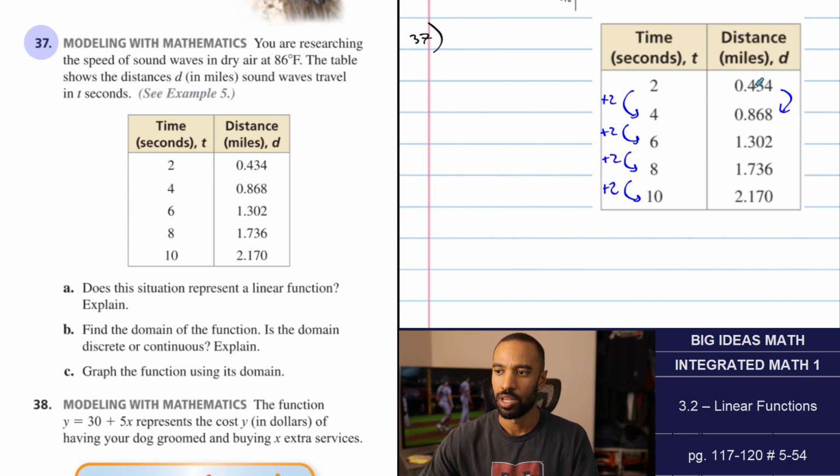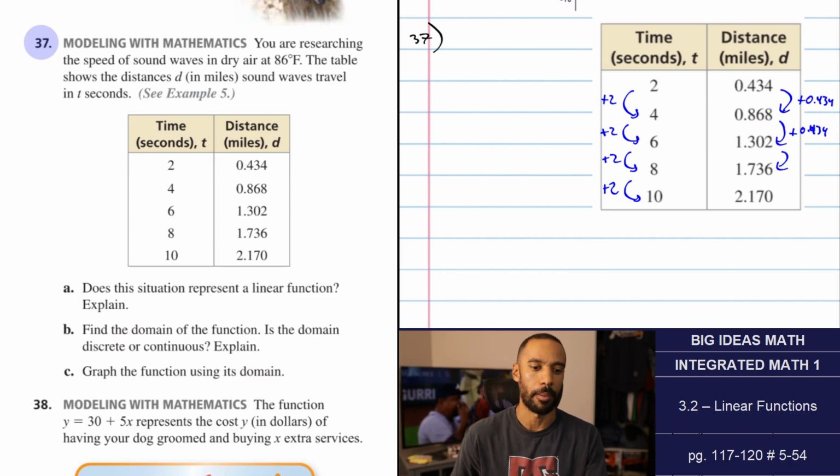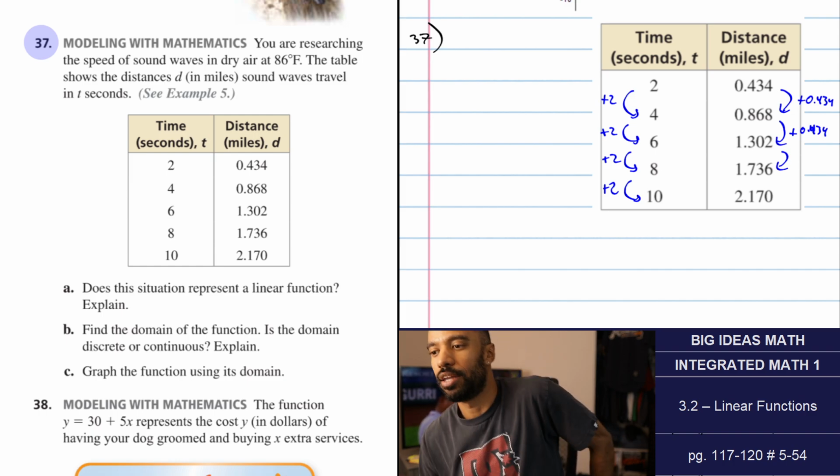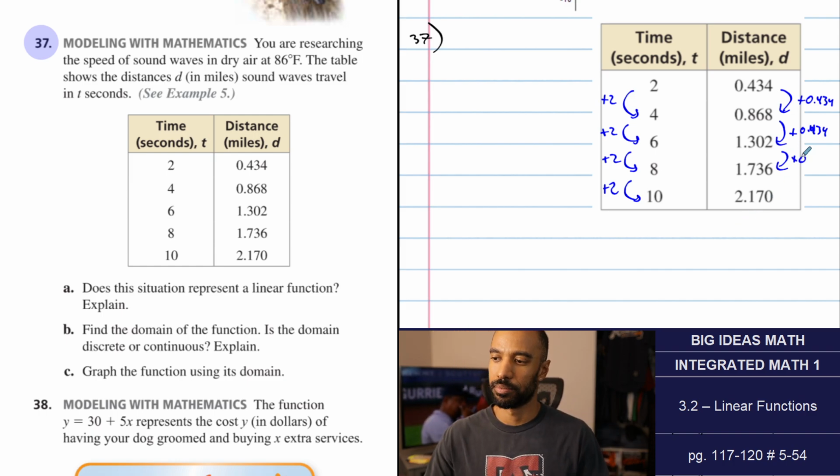I don't know if you can tell, but this is 0.434 plus 0.434. And I wonder if this is plus 0.434 as well. Right now, it looks like this thing's having a constant increase of some sort. If not, we probably couldn't do all the rest of the stuff. But plus 0.434, you betcha.